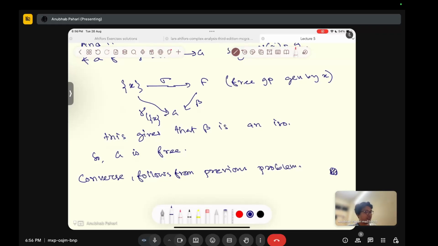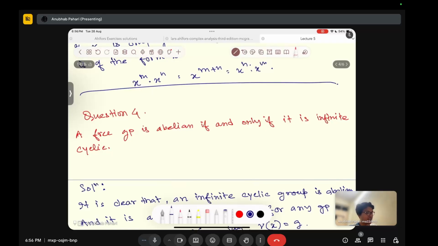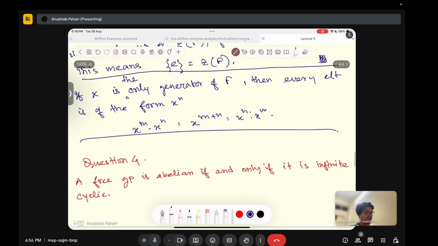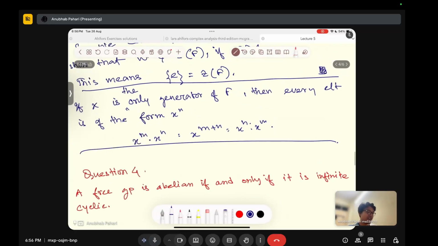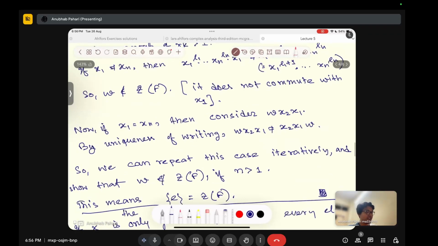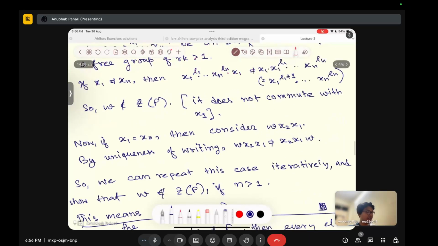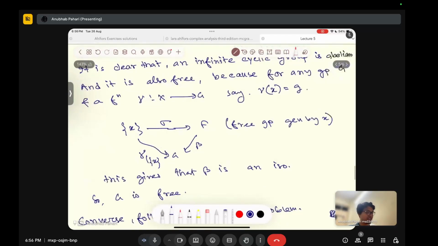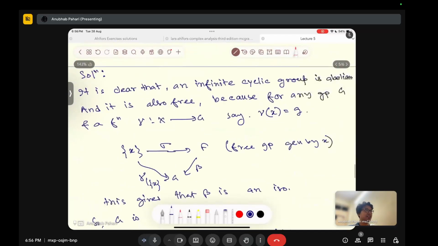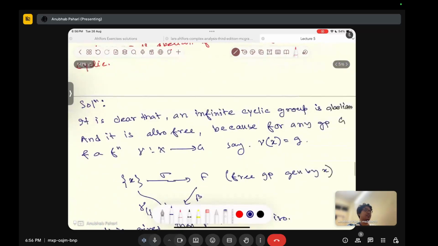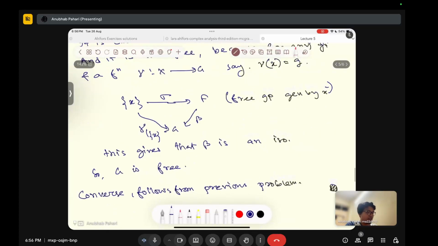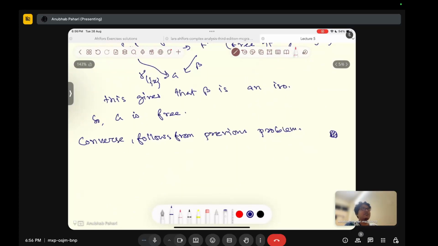How? You just see that, okay, the free group is abelian. So that means that its center is the whole group, right? But we have seen that with n greater than 1, its center is trivial. So it should have only one generator, and that means it is infinite cyclic, because at first we proved that it is also torsion free. So that way we are done.